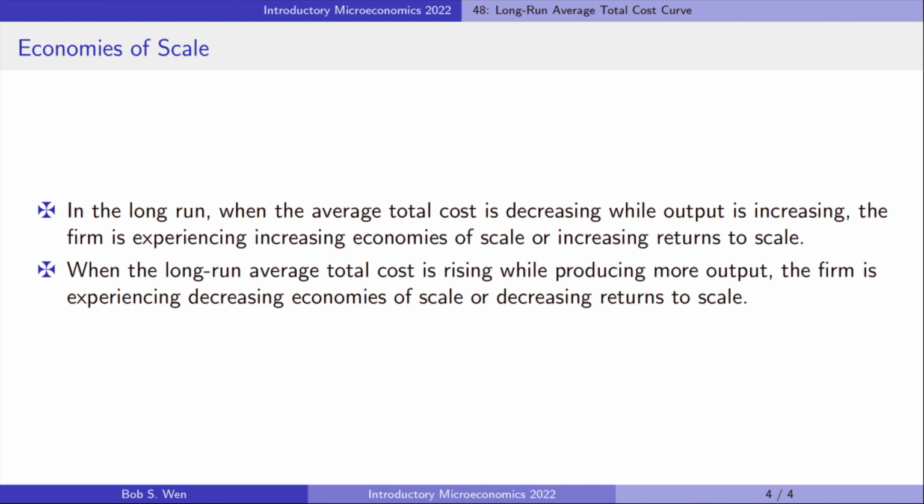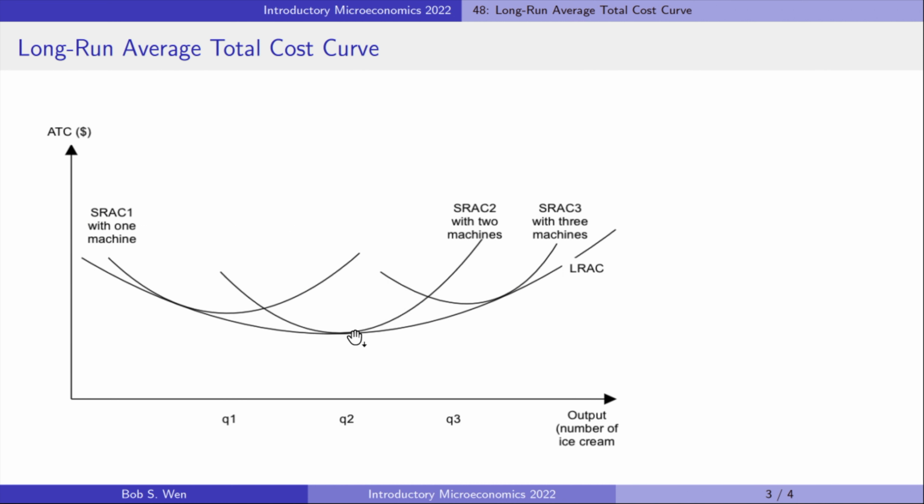When the long-run average total cost is rising while producing more output, the firm is experiencing decreasing economies of scale, or decreasing returns to scale. The minimum point on the long-run average total cost curve represents the lowest average total cost at which the firm can operate in the long run.